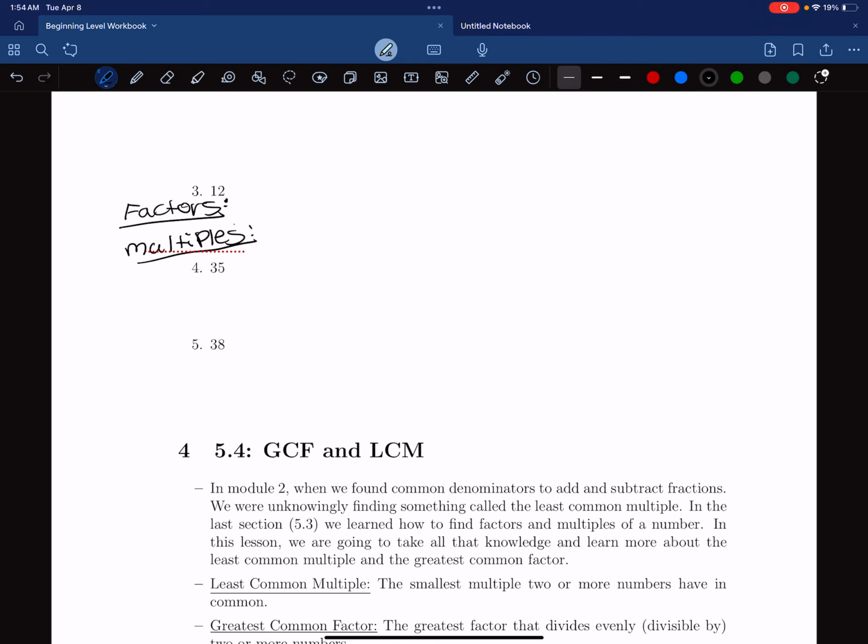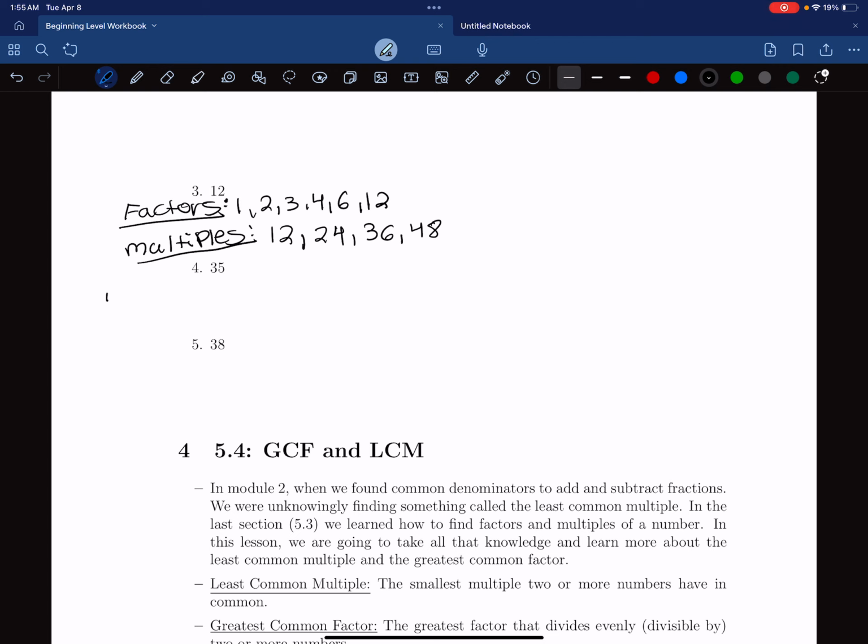So our factors are the numbers that divide into 12 evenly. And those numbers are going to be 1, 2, 3, 4, 6, and 12. And then our multiples are going to be our counts of 12. So we're going to start with 12. 12 plus 12 is 24. 24 plus 12 is 36. 36 plus 12 is 48.